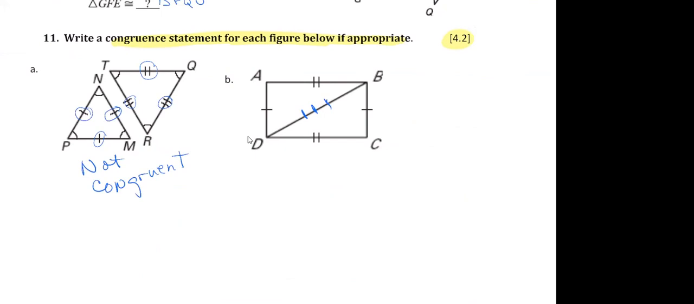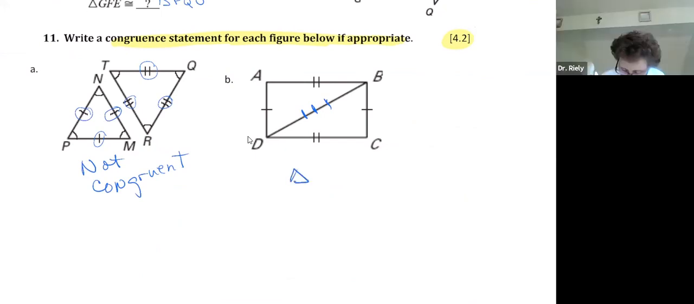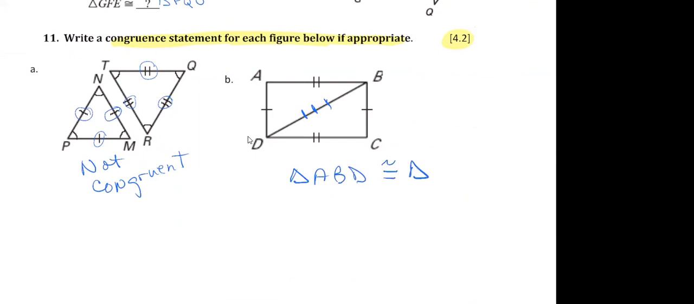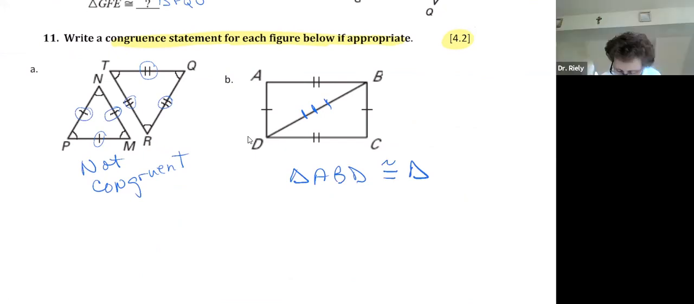ABD equals DBC. Hold on. So triangle ABD, okay, that's going to be congruent to triangle... So what are you going to say for your letters? DBA. DBA, same, DBC. Triangle DBC. Okay, DBC. Okay, so let's check this out.